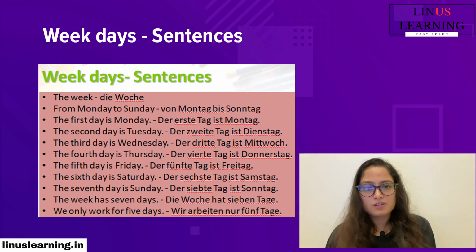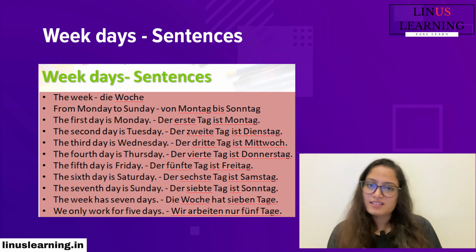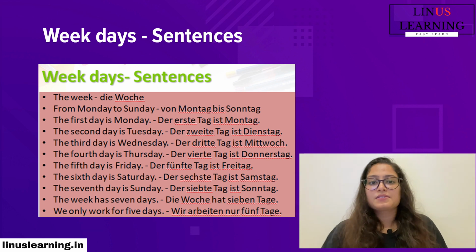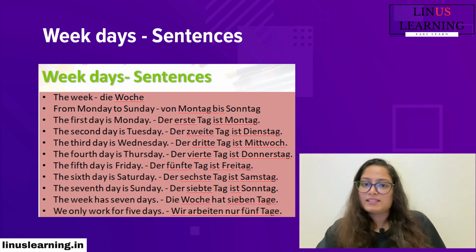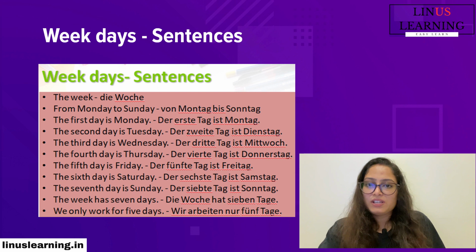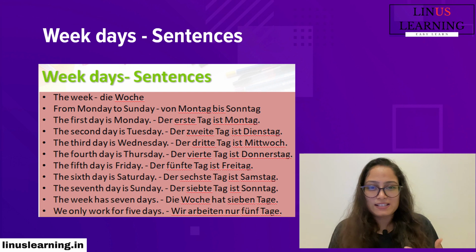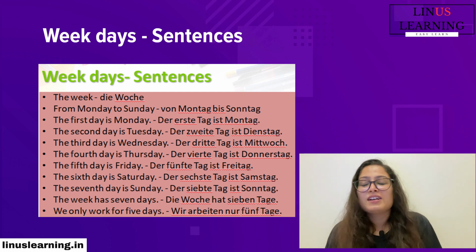Or we can say it in a different way, like Sonntag ist der siebte Tag, means the same, okay. Then if you want to say the week has 7 days, we say die Woche hat 7 Tage. We are revising, die Woche hat 7 Tage means the week has 7 days, okay. Then see, we only work for 5 days a week, right? So normally all the employees work for 5 days a week, so we will say wir arbeiten nur 5 Tage. Arbeiten is a verb which means to work, okay.